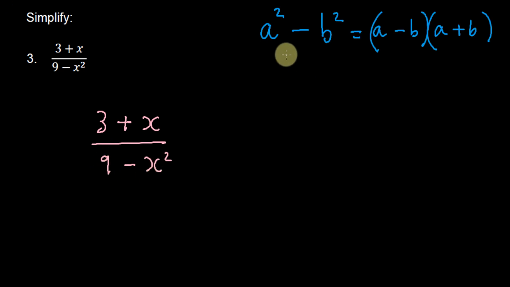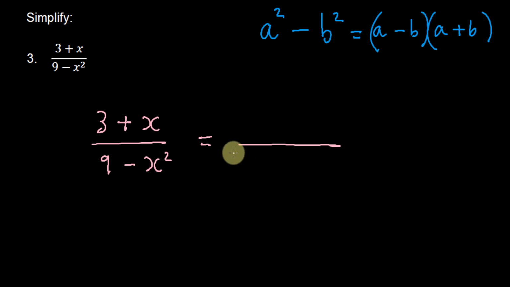Recall that this is what a difference of squares says. A squared minus b squared is a minus b times a plus b. So if we have a perfect square, a squared, minus another perfect square, b squared, we can factorize it like this. So we can find the square root of the first term. The square root of a squared is a, minus the square root of the second term, in other words, the square root of b squared, which is b. So we have a minus b in the first set of brackets, and then a plus b in the second set of brackets. So let's factorize the denominator here as the difference of squares.